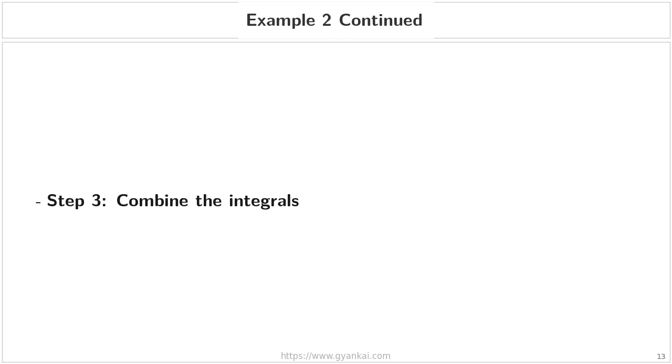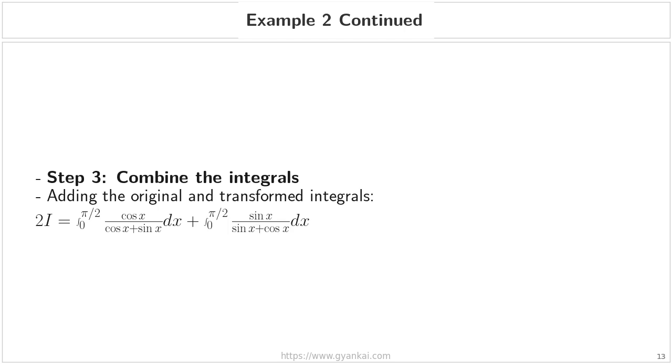Okay, let's move on to step 3 of example 2. As we've seen in the previous examples, and as outlined in property P4, a key strategy when dealing with these types of integrals is to combine the original integral with the one we obtained after applying the reflection property. So, we're now going to add the original integral, which is the integral from 0 to pi over 2 of cosine x divided by cosine x plus sine x dx, to the transformed integral we just found, which is the integral from 0 to pi over 2 of sine x divided by sine x plus cosine x dx.